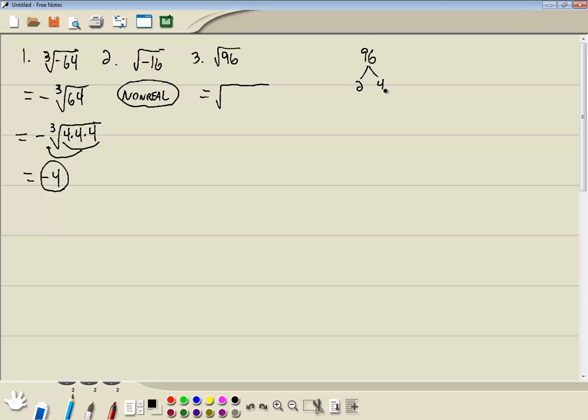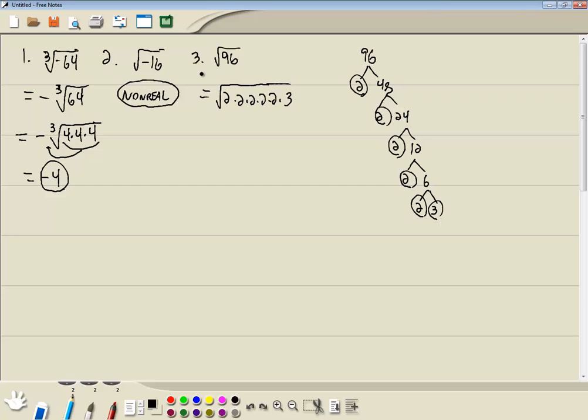that's 2 times 48. 2's prime, so I circle it. 48 is 2 times 24. 2's prime, so I circle it. 24 is 2 times 12. 2's prime, so I circle it. 12 is 2 times 6. 2's prime, so I circle it. And 6 is 2 times 3. 2's prime, so I circle it. And 3's prime, so I circle it. So I got 1, 2, 3, 4, 5 2's and 1, 3. 2, 4, 8, 16, 32, okay, 96.